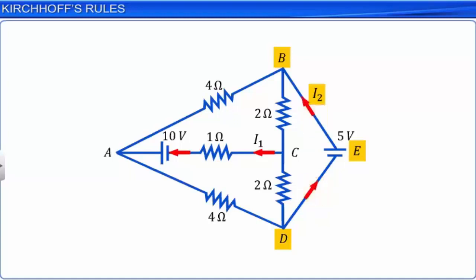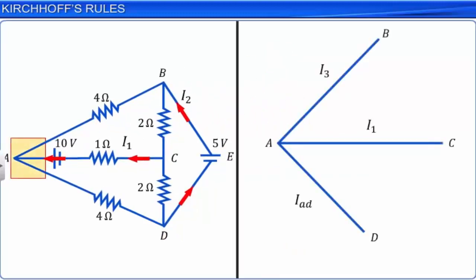The three branches BA, CA and DA meet at the nodal point A. We have already labeled the current in branch AC. We have to now label the currents in the remaining two branches. Let us assume that a current I3 is flowing in branch BA in the direction A to B.